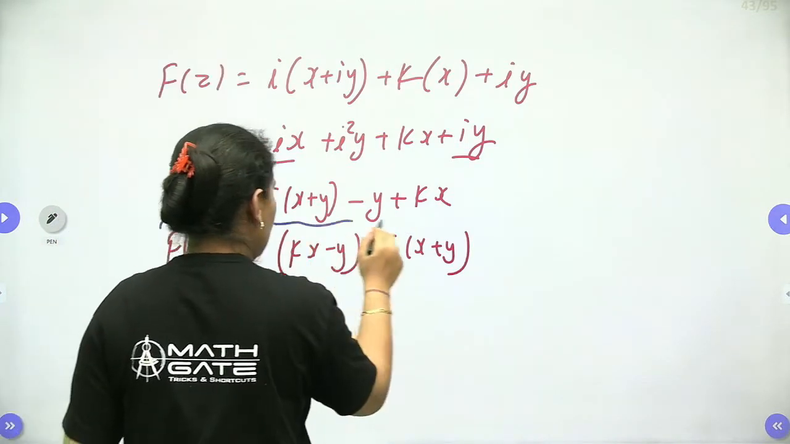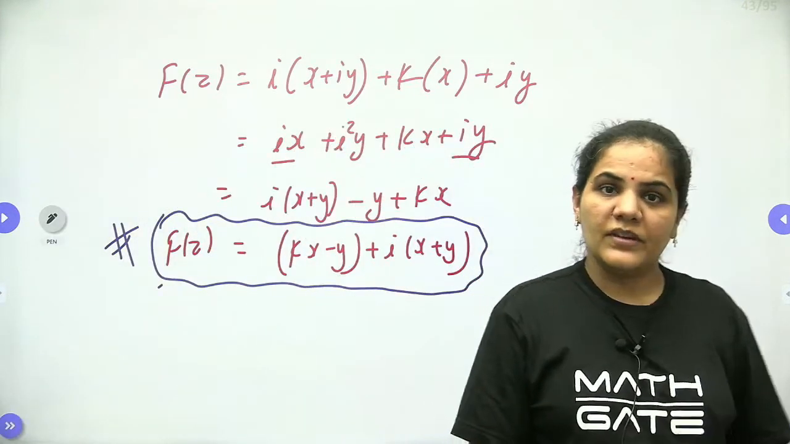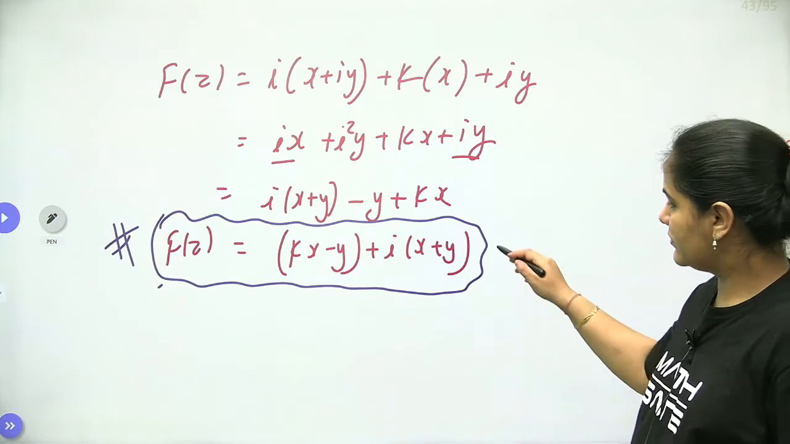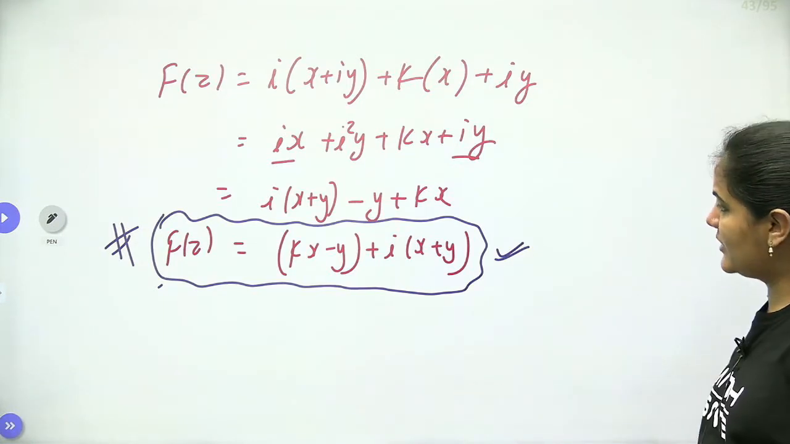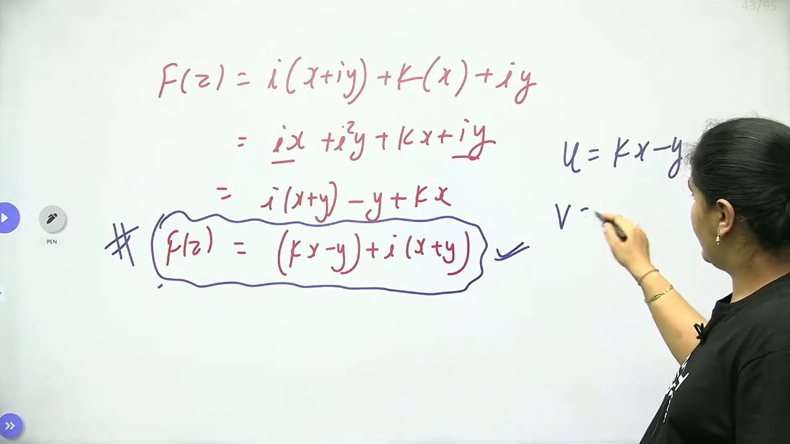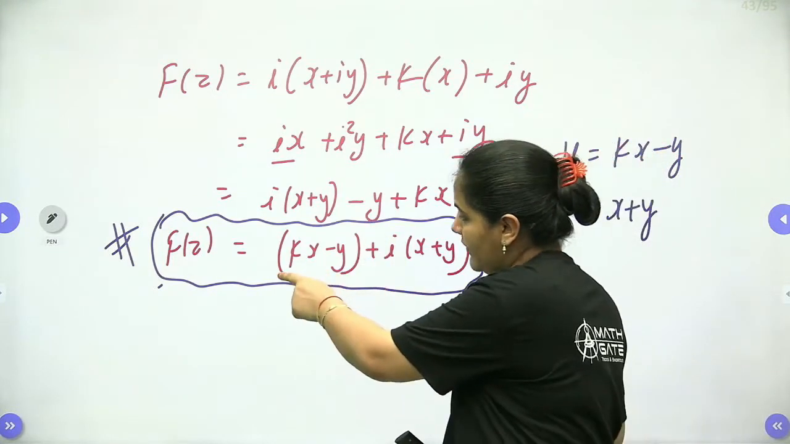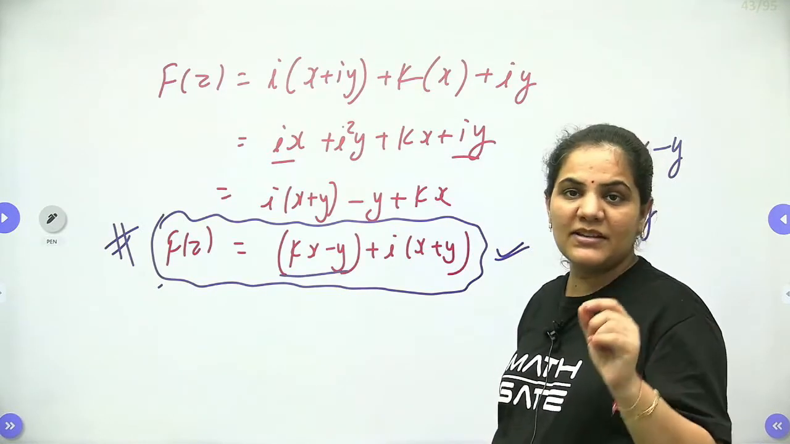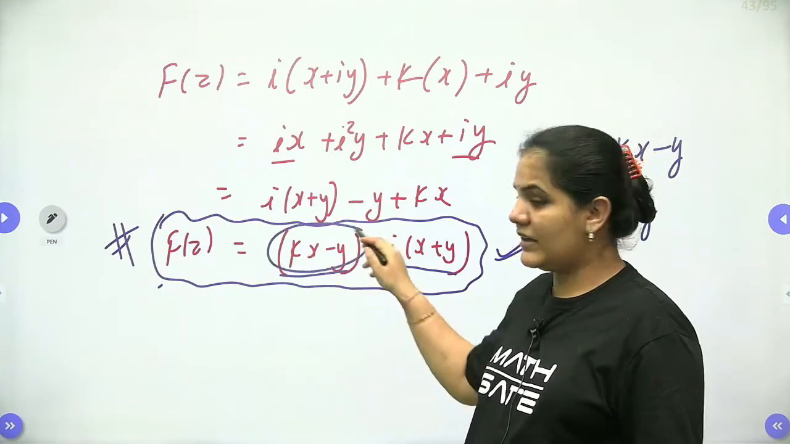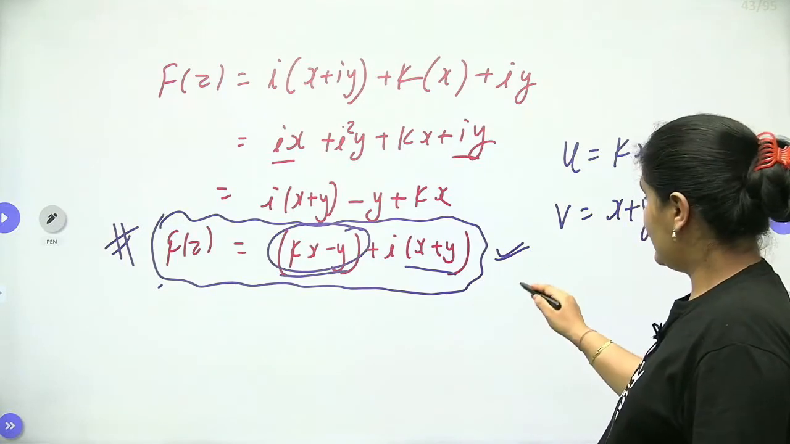We can say f(z) = kx - y + i(x + y). From here, the real part is kx - y, dear students, and the imaginary part is x + y. We can see clearly that the real part is the one where i does not exist, and the imaginary part is the one in which i exists. So u = kx - y is the real part and v = x + y is the imaginary part.